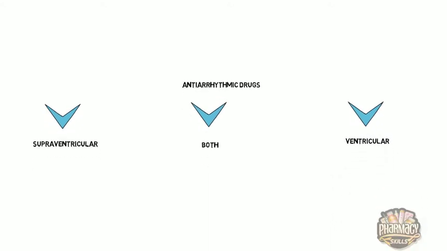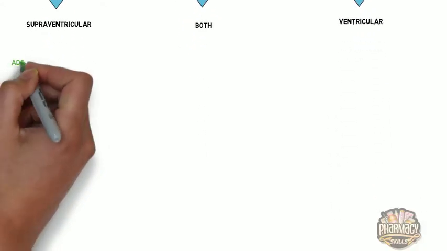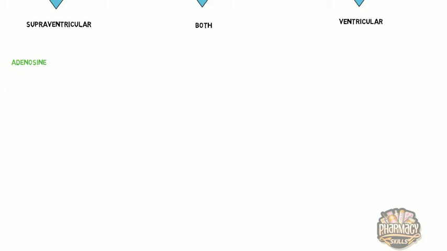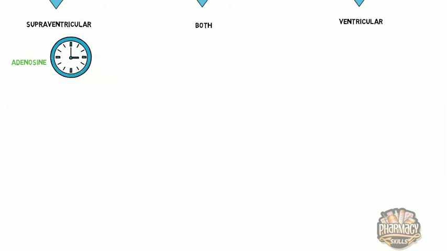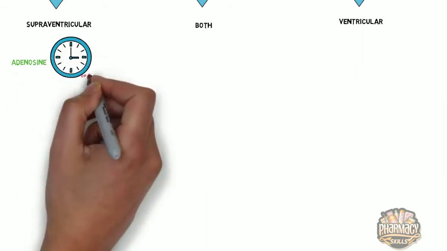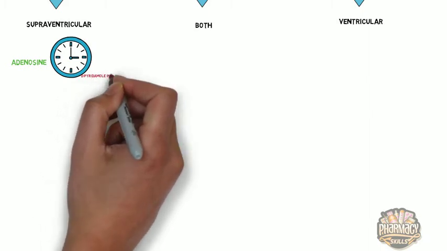Adenosine is usually the first choice for supraventricular arrhythmias because it has a very short duration of action, a half-life of about 8 to 10 seconds, and most side effects are short-lived. However, the half-life of adenosine can be increased if you're also taking dipyridamole.